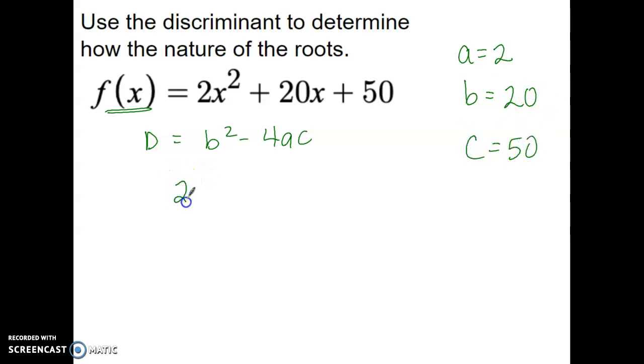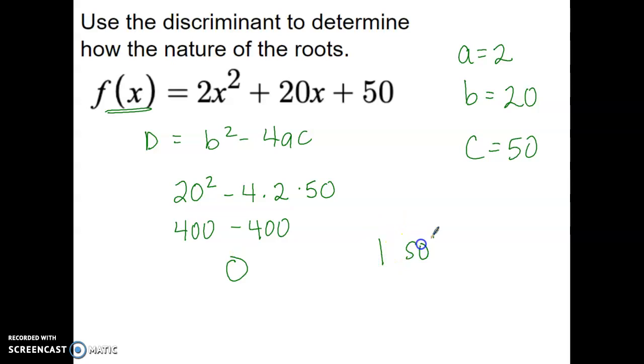So b squared, that would be 20 squared because b is 20, minus 4 times a is 2, times c is 50. Okay, 20 squared, that's 400. Negative 4 times 2, that's going to be negative 8. And negative 8 times 50, that's going to be minus 400. So our discriminant is 400 minus 400, which is 0. All right, what do we say about a discriminant of 0? Well, that means we have exactly 1 solution. That means that we have a graph that's going to just touch the x-axis in one place.